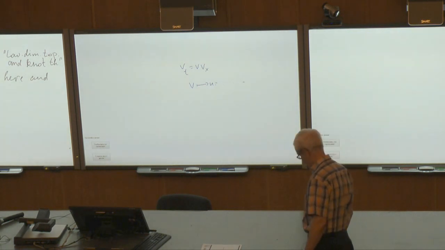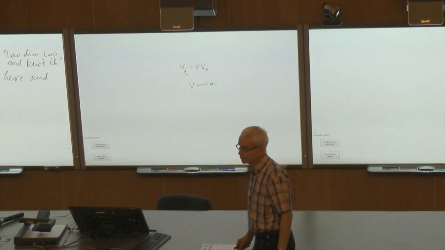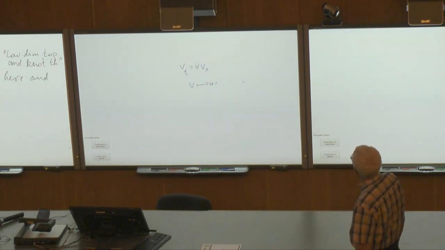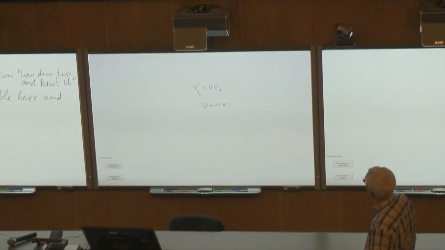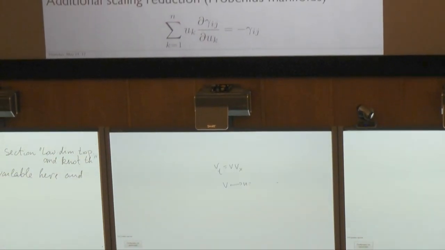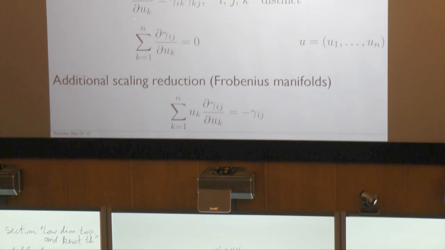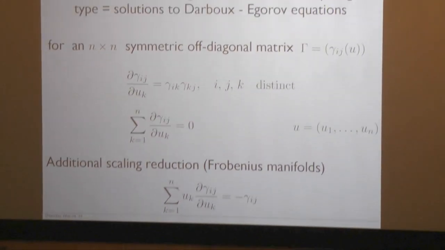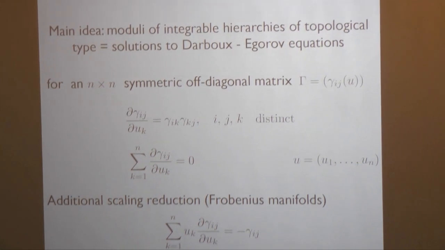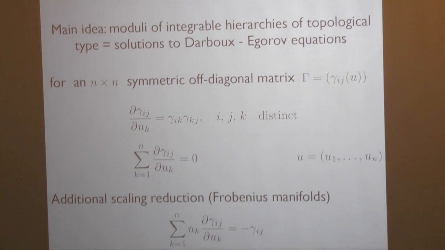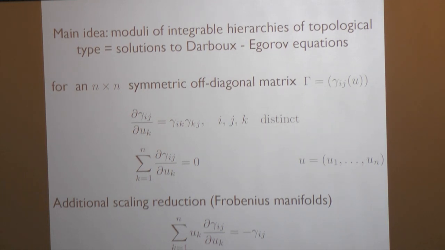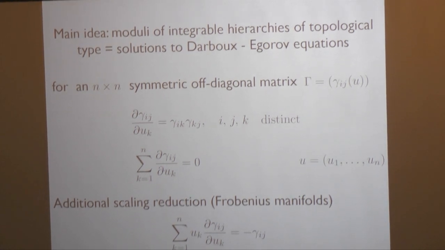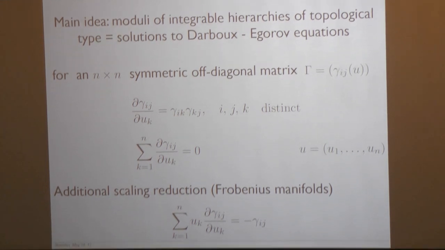That is the so-called Darboux-Egorov system. This is the system for an n times n symmetric off-diagonal matrix gamma, so off-diagonal means zeros on the diagonal. And the entries gamma_ij of this matrix are functions of n variables u1 to un, on u. Okay, this is the full set of equations. I will explain on the next slide the meaning in differential geometry of the setting. The theory of semi-simple Frobenius manifolds is very closely related to this Darboux-Egorov system. One has to add just one scaling reduction: we must require that the gammas as functions of u must be homogeneous functions of degree -1.